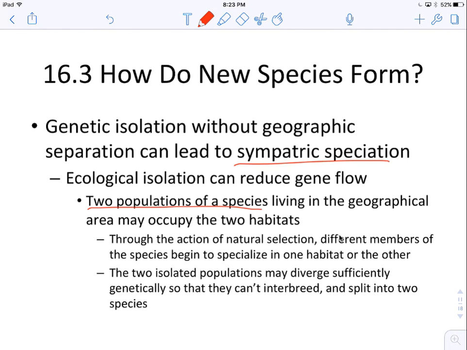So two populations may occupy two different habitats. You may have squirrels that live in trees and squirrels that live on the ground, and they just don't happen to mix company. Then through the act of natural selection, the different members begin to specialize for their habitats. Eventually they may diverge enough so that they can no longer interbreed, and then you have two species.